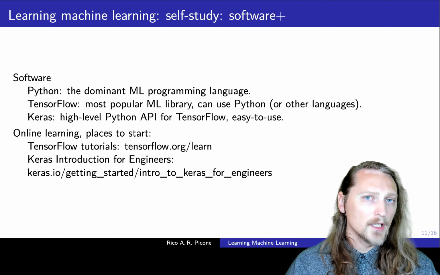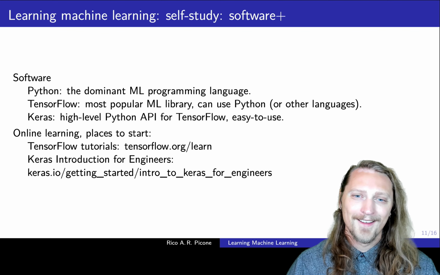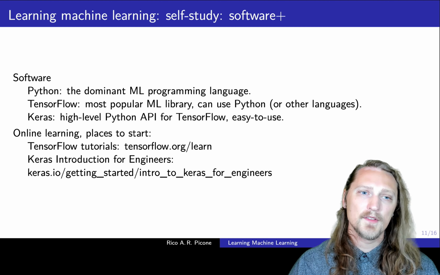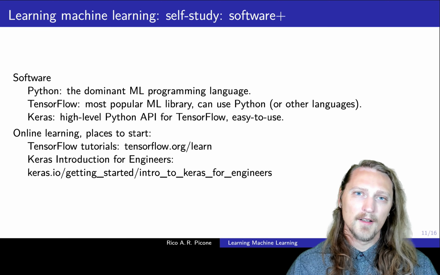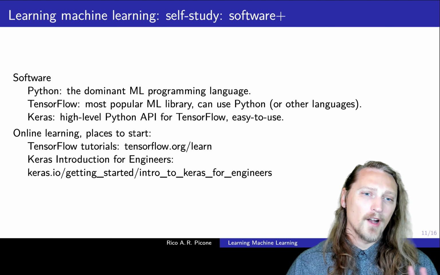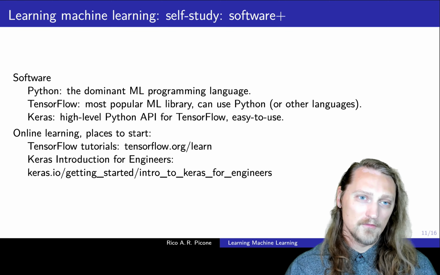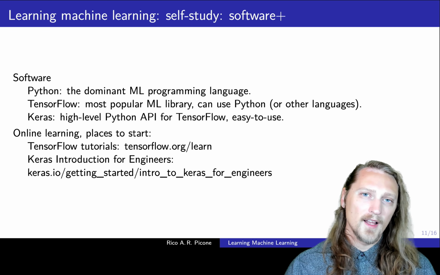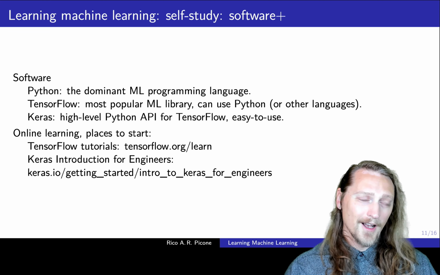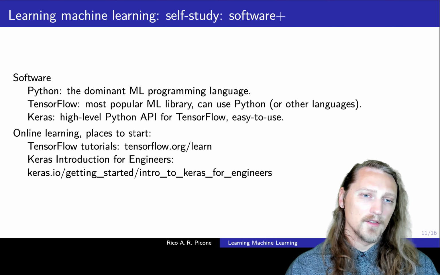TensorFlow is the most popular machine learning library. It's made by Google. You may have heard of it before. It makes the news occasionally. And you can use Python or other languages as an API for TensorFlow. So this is a really powerful machine learning library. A lot of cutting edge stuff is in TensorFlow. Keras is a way to interact with TensorFlow at a little bit of a higher level. Keras is just Python, and it has a high level API for TensorFlow. So you can use a lot of the really powerful tools in TensorFlow without having to roll your own every time. So it's kind of nice, especially when you're getting introduced to the subject.